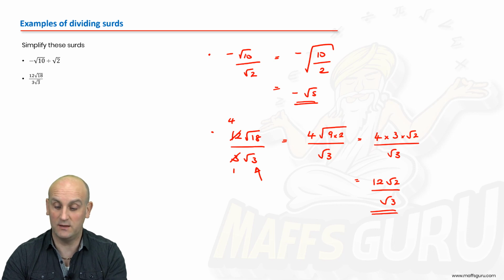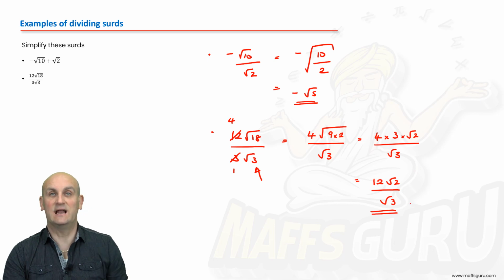Now in many cases, sometimes you'll get a root on the top that can cancel with the root on the bottom. Not in this situation. I'm just going to leave that answer exactly where it needs to be.